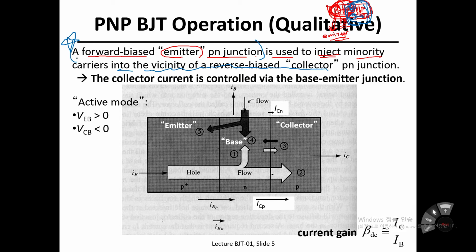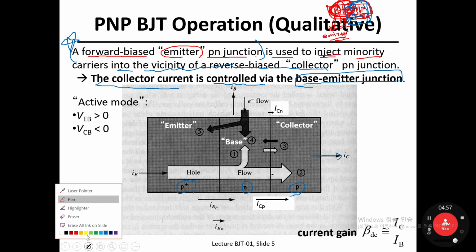So again, a forward biased emitter PN junction is used to inject minority carriers into the vicinity of a reverse biased collector PN junction. Then the thing that we can expect is this: the collector current. Collector current means how much current can flow out of the collector electrode, the collector region. This collector current can be controlled and governed by what? The base emitter junction.